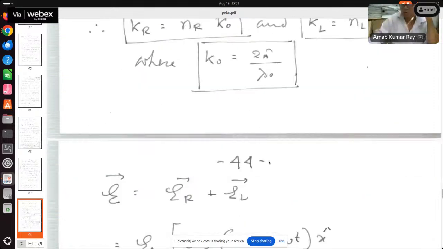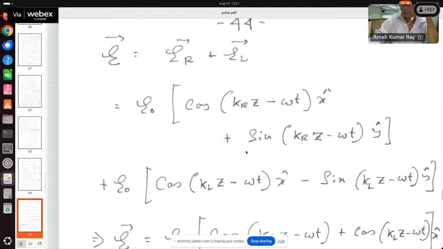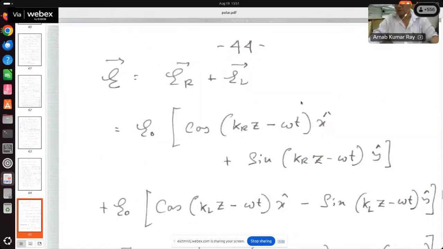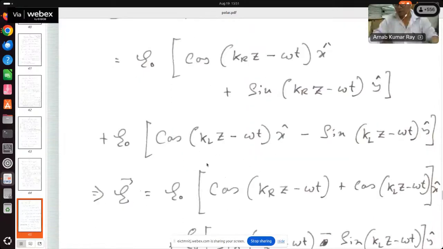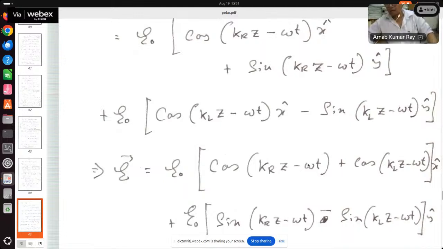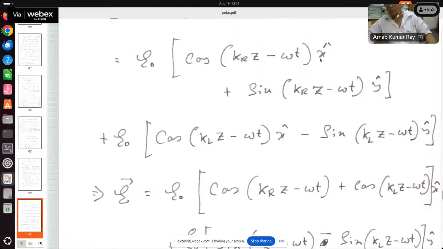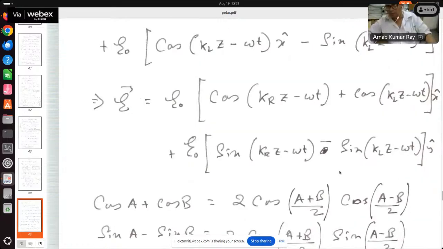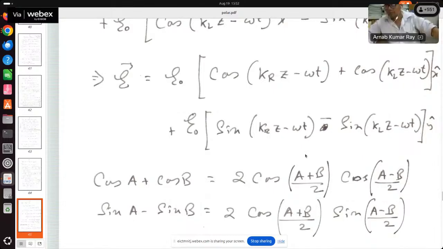Okay, so this is what we shall now do. Our formula is this: E is the right circular state plus the left circular state, the vectors. So E naught times cos(kr z minus omega t) x cap plus sin(kr z minus omega t) y cap, and this is for the right circular state; the second part is for the left circular state. When you add the two of them up, let us see what we get. You have two x components and two y components. We gather the x components and the y components, and then we apply these two formulae.